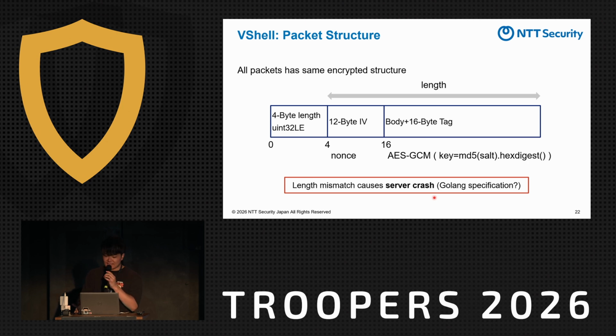This slide explains the packet structure used by VShell. In VShell, all packets share a common encrypted structure. The first 4 bytes represent the total packet length in UINT32 little endian format. This is followed by a 12-byte initialization vector or nonce. After that, the payload body is appended along with a 16-byte authentication tag. These components are encrypted using AES-GCM. The encryption key is derived from the MD5 hash of the salt value. A mismatch in the length field can cause the server to crash easily. This behavior is likely related to the Golang implementation.